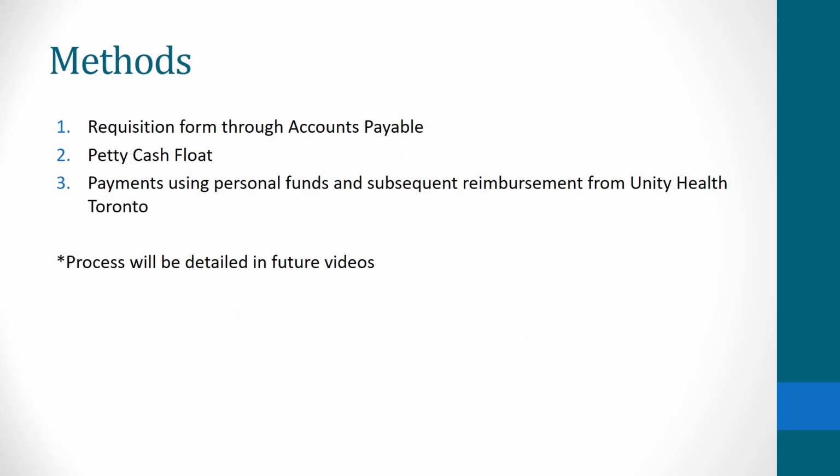After reviewing and confirming that a study participant or speaker qualifies to receive an honorarium, there are 3 methods by which this can be done. 1. Requisition form through accounts payable. 2. A petty cash float. 3. Payment using personal funds and subsequent reimbursement from Unity Health Toronto. Future videos will detail how the process will be for each of these options.